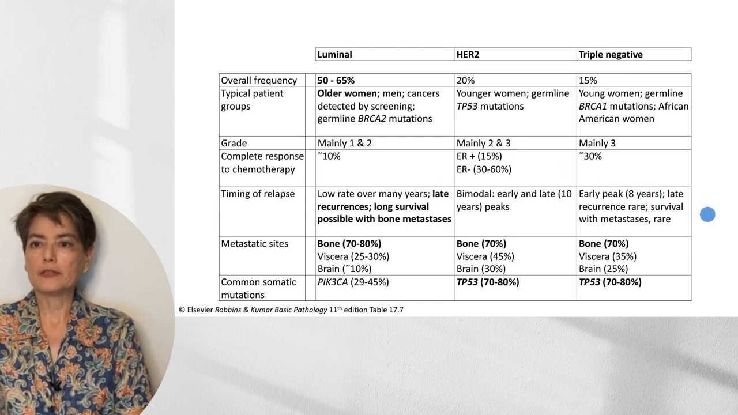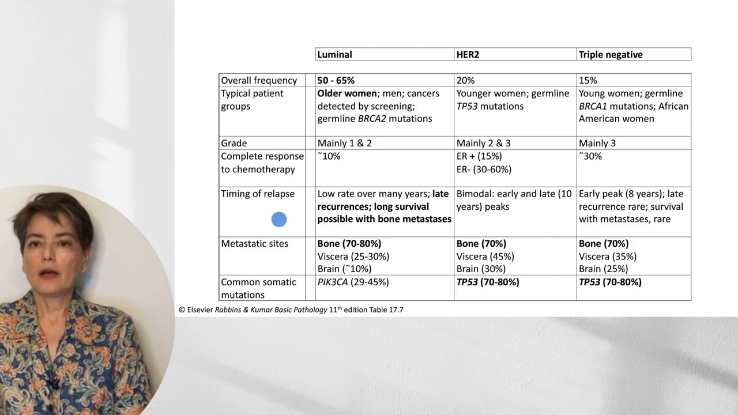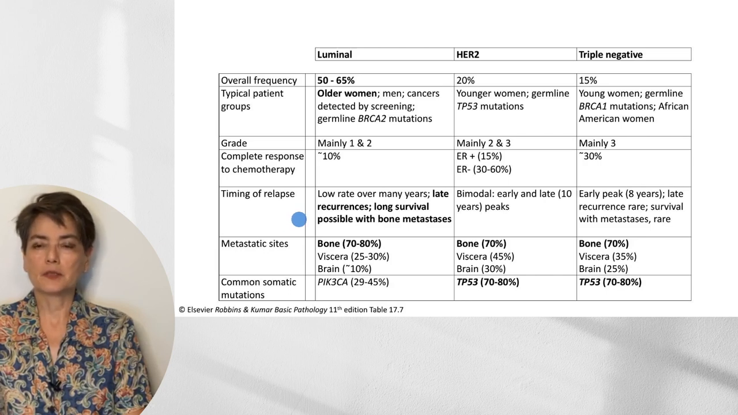However, the real difference between these two is that in luminal cancer, long survival is possible, particularly with bone metastases, whereas in triple negative malignancies, survival with metastases is very rare. The important issue here about timing of relapse is because, just because a patient had a diagnosis of breast cancer 20 years ago does not mean that that individual is cured. And if they present, for example, with hip pain, that may be due to metastatic disease. It needs to be evaluated carefully. Don't just think, well, it's probably just arthritis. So go ahead and do that evaluation.